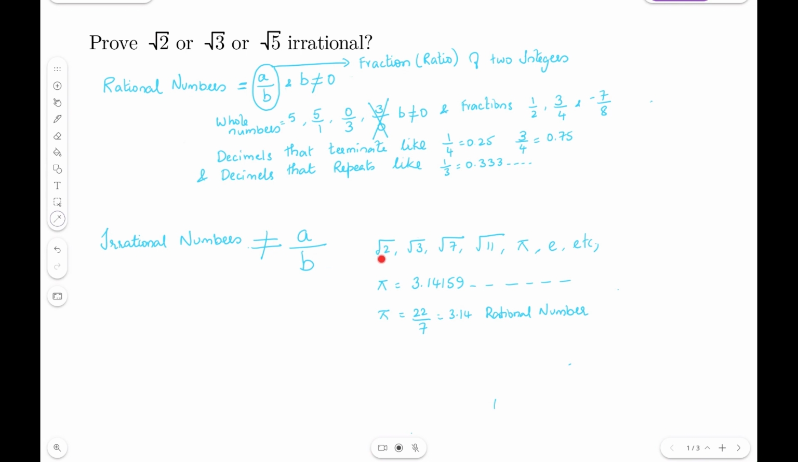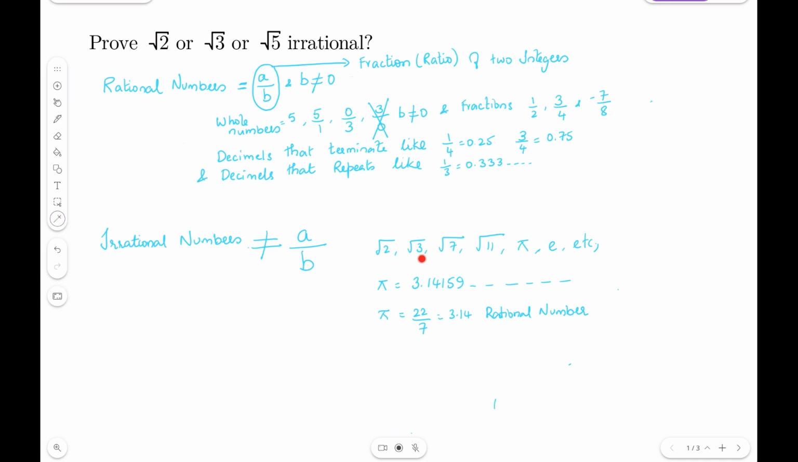Examples of irrational numbers are root 2 and root 3. If you want to find the value of root 2, it keeps on going, 1.41421, and it keeps going, and the decimal digits are not repeated. That's why these are called irrational numbers.